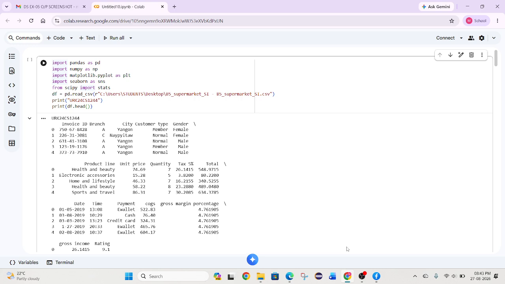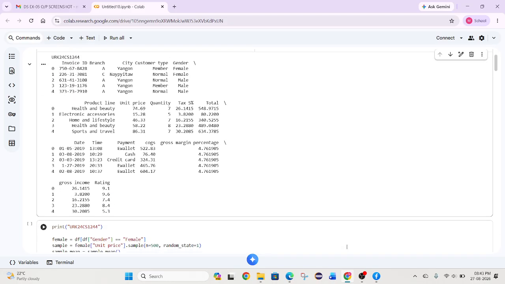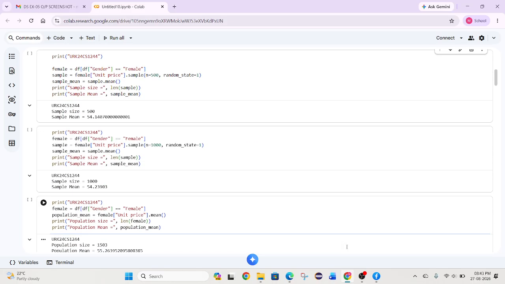First, I have imported the data set. Next, the first question is sample mean for unit price and n equal to 500. The aim of this question is to calculate the sample mean of unit price. We are using the supermarket dataset. From the dataset, we are taking only the female customers. From those female customers, we randomly select 500 unit price values. Then we calculate the average of those 500 values. This average is called the sample mean.